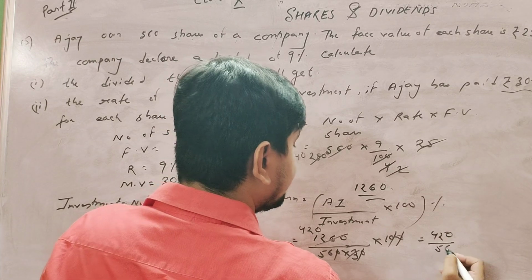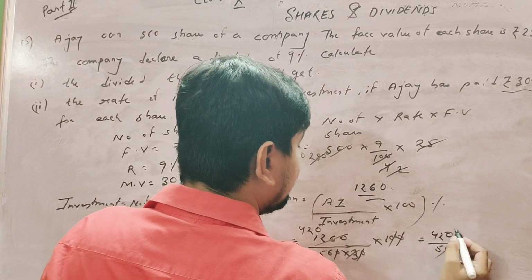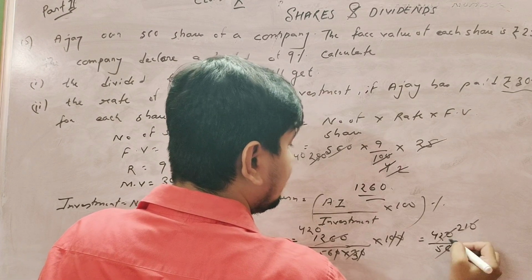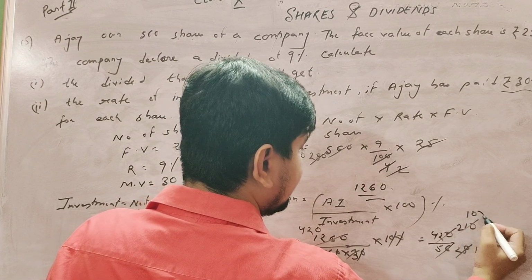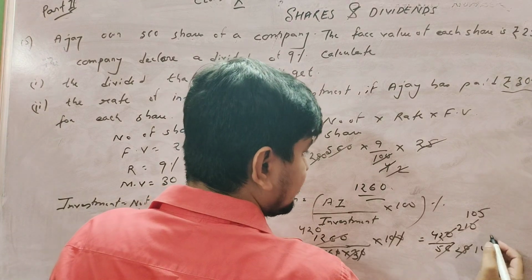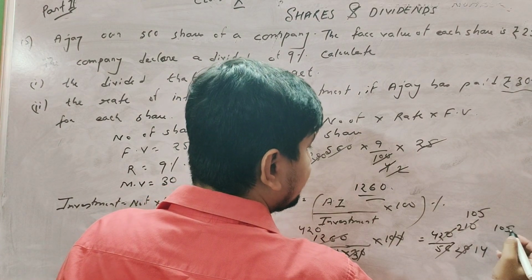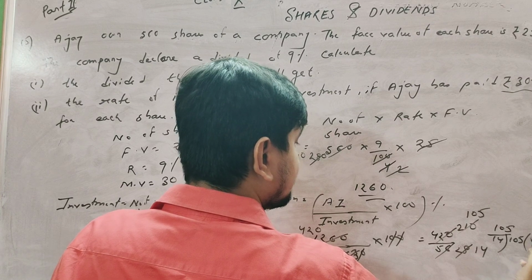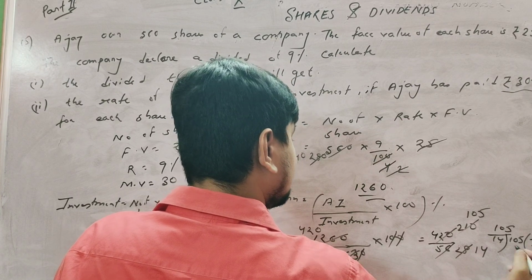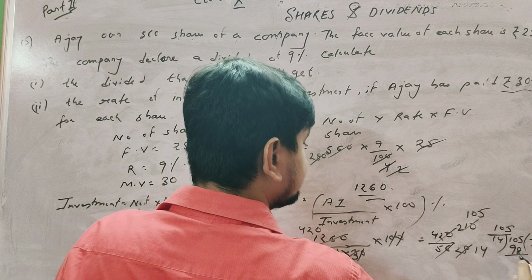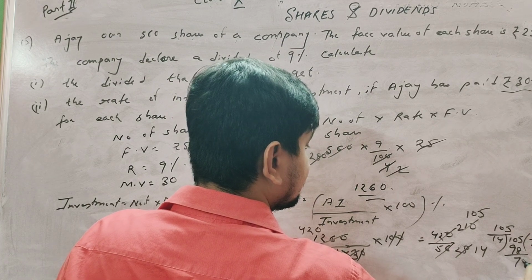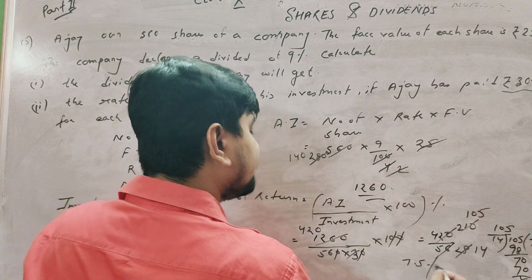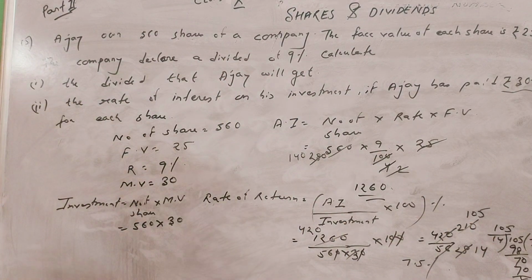420 by 56, 2 8s are 210, 14, 105. It's 105 by 14. That is 7.5% rate of return. Note.